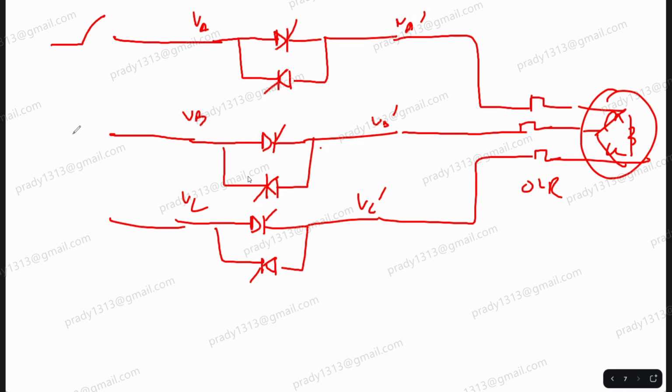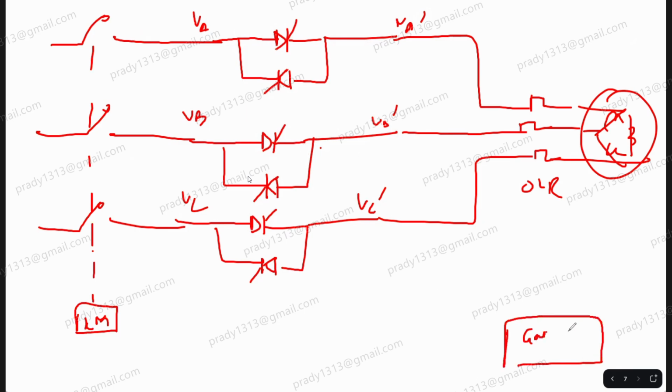This can be a main contactor. It will close when you press the start push button. You need a gate control circuit to trigger these SCRs. These SCRs you can mark as TA plus, TA minus, TB plus, TB minus, TC plus, TC minus.